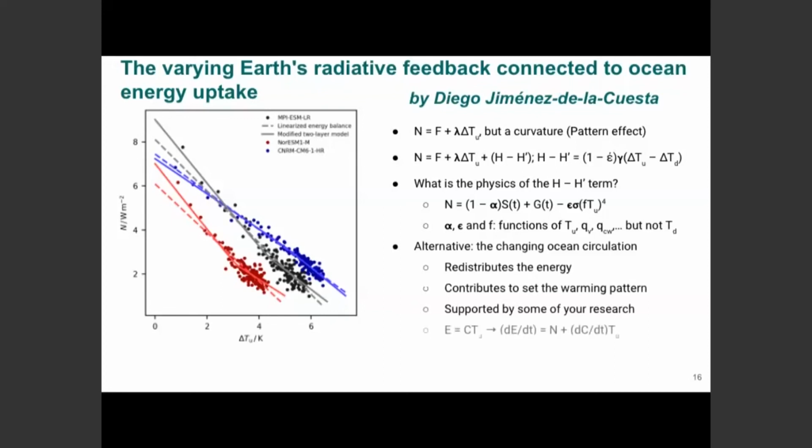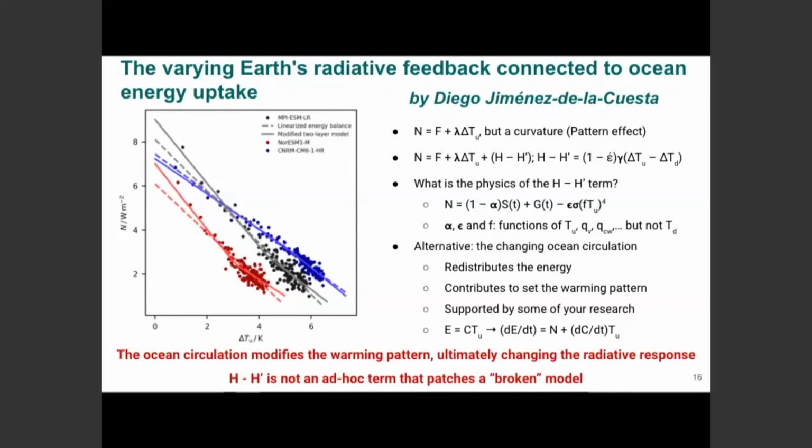Some of you have found those relationships between the Southern Ocean and the tropical SSTs, but even the nonlinear conceptual model provides the hint. From a global perspective, this acts as a changing effective thermal capacity. Therefore, the total derivative of the Earth's energy is not only the change in the TOA imbalance, but also the change in the effective thermal capacity, dC/dt. The ocean circulation modifies the warming pattern, ultimately changing the radiative response.